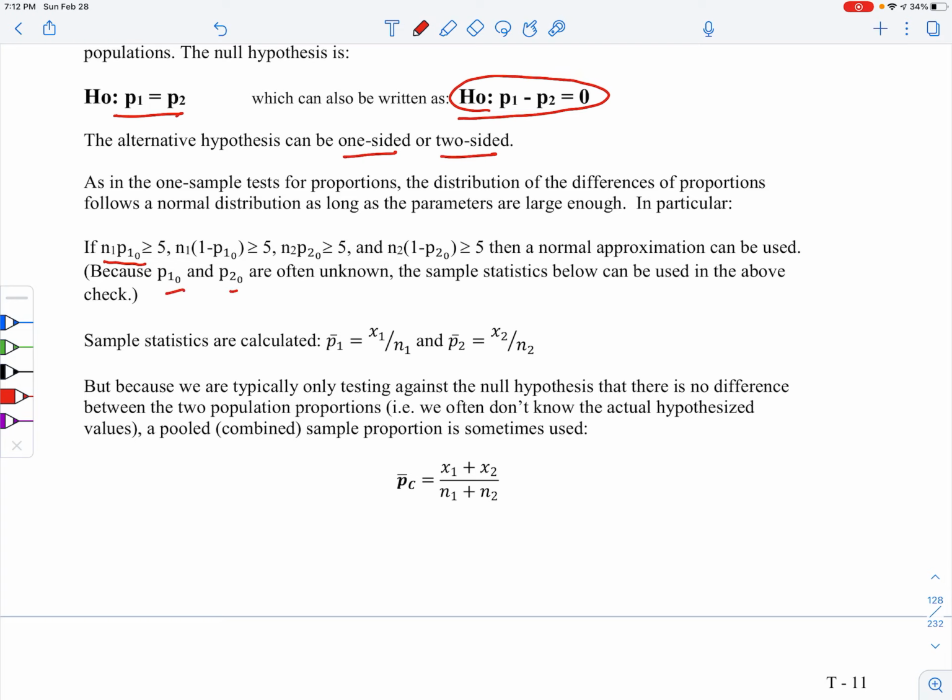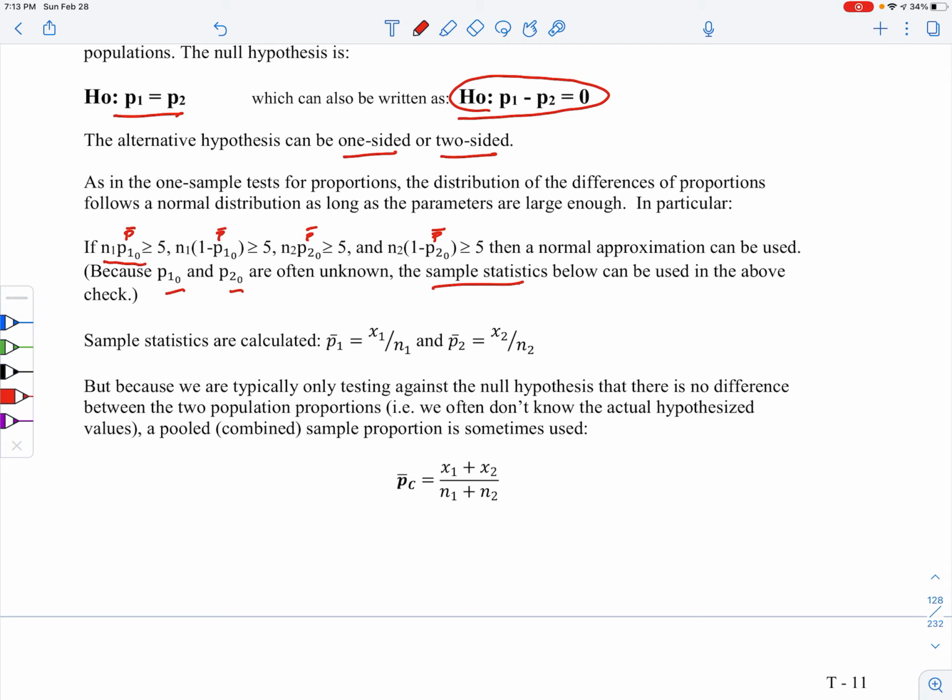Because p1 naught and p2 naught are often unknown, the sample statistics can be used instead. So you could use p bars here in this particular case. That's typically because we are just looking at whether there's a difference between the two proportions. We may not have a hypothesis as to what they actually are, just that there's no difference between them.